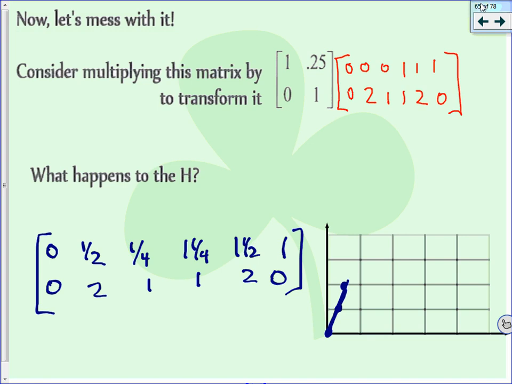And then from here, ooh, this is 1 1/4. Alright, so what did I do to the H? I mean, we called it a shear, but if I were thinking of this in terms of computer graphics or even typeface, what did I do? You italicized it. Yeah, I italicized it.